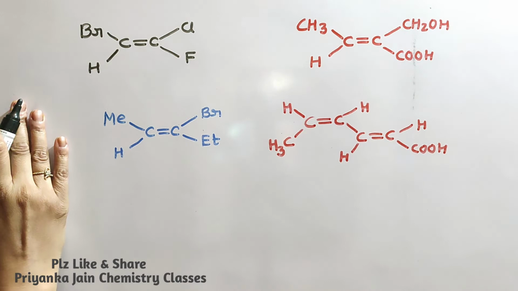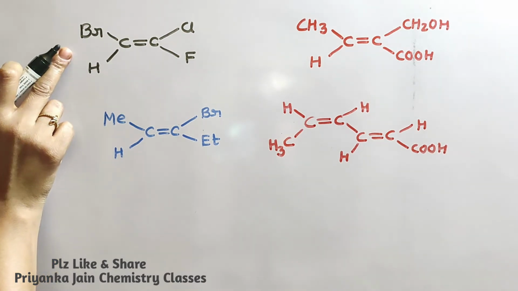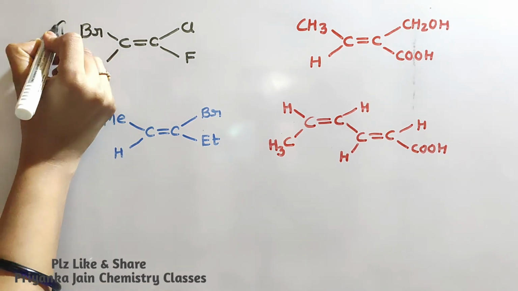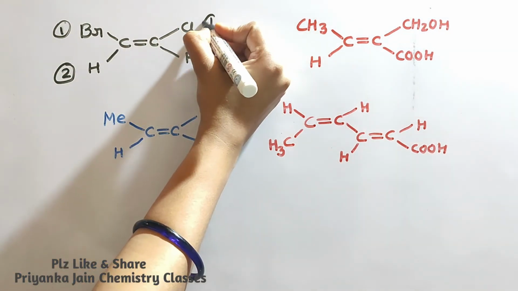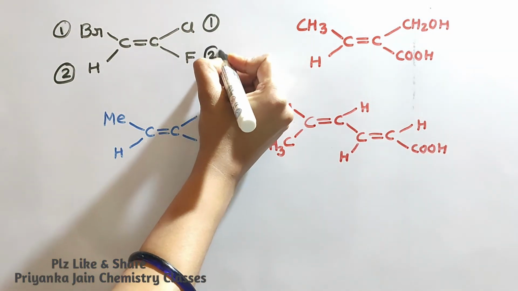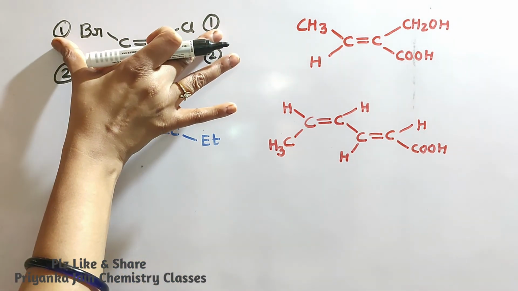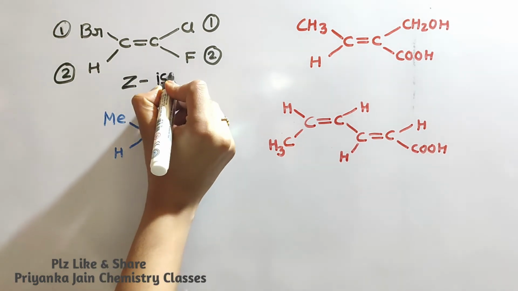Now understand this with the help of examples. Suppose we have taken this example. So see here, firstly we have to give the priority on both sides. So here the first priority will be for bromine and second for this hydrogen. Similarly first will be for chlorine and second for fluorine. So we can see the first priority groups are on the same side. It means this is the Z isomer.